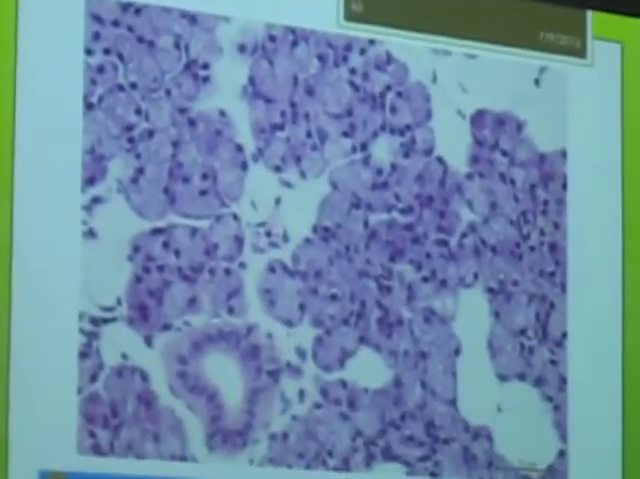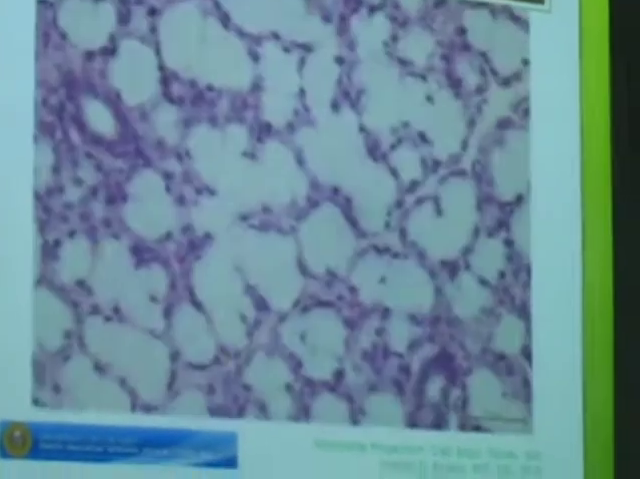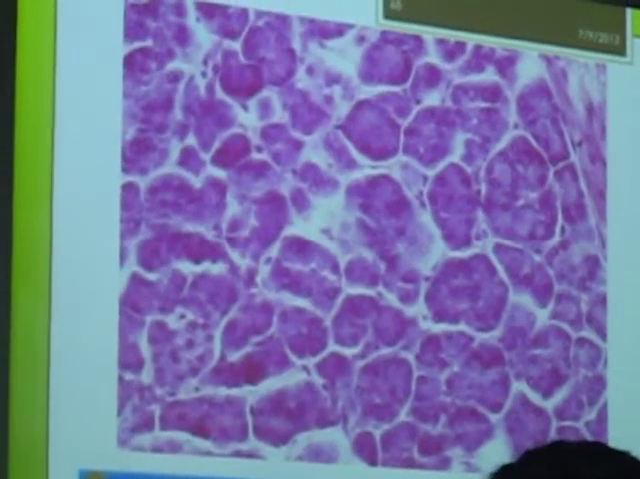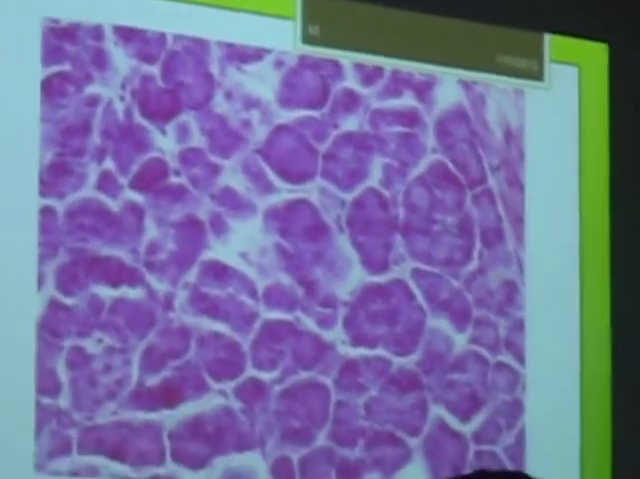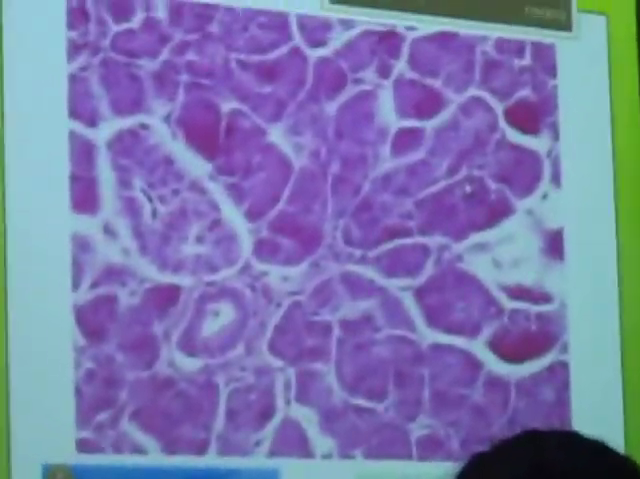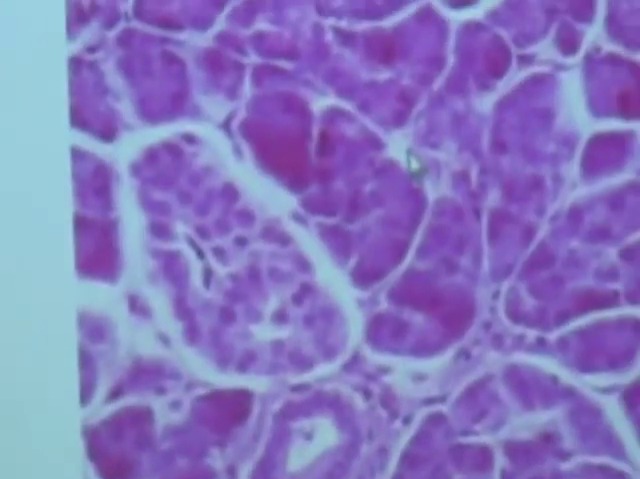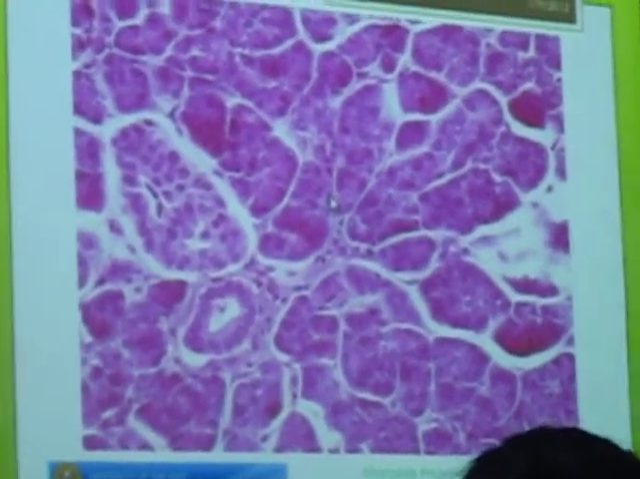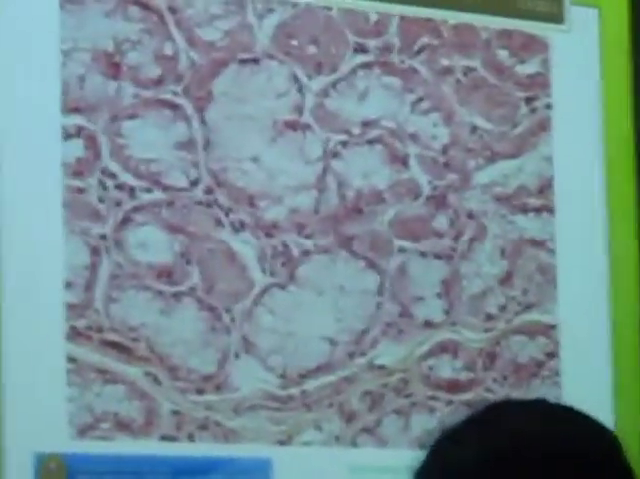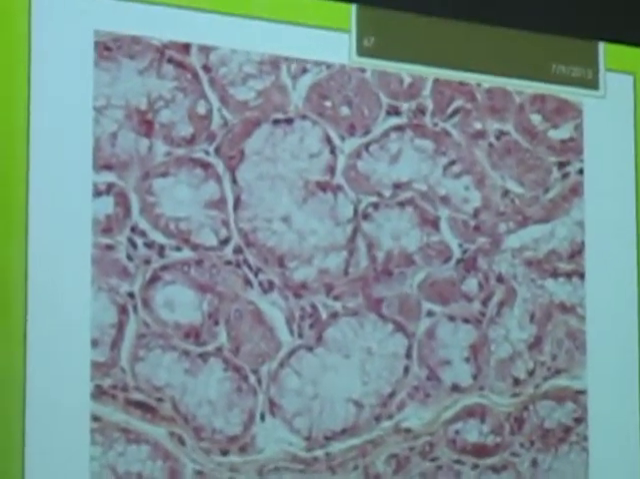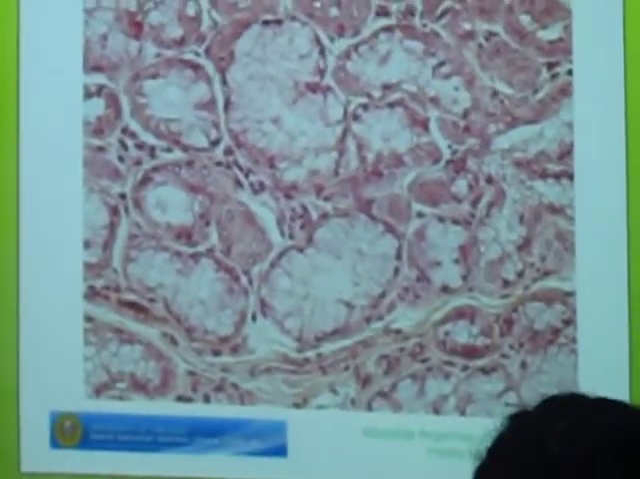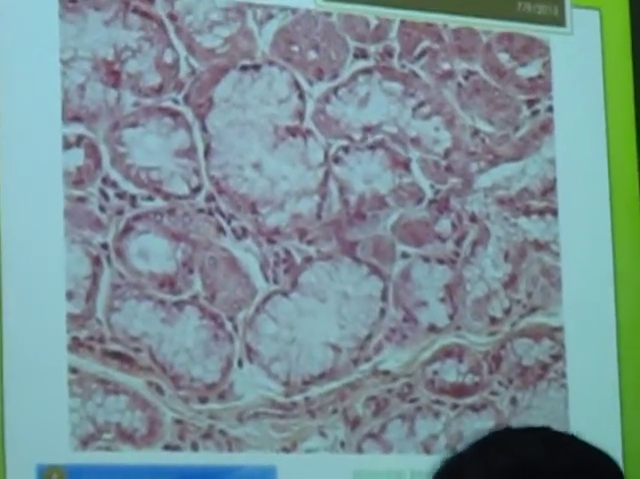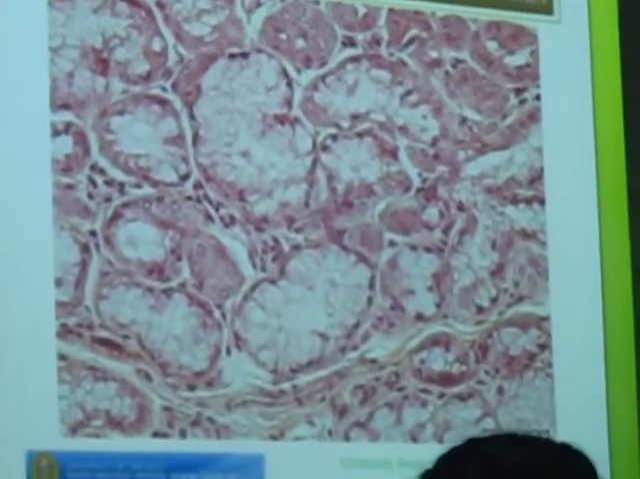Okay, this is your pancreas. Pancreas also. This is acinar, and this is the duct. Okay, compound acinar gland. Okay, the color is a little bit brown, but classify gland according to the nature of secretion again.